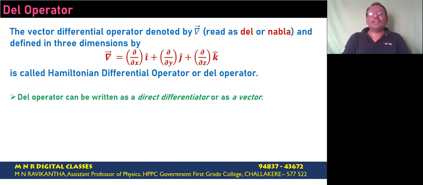The definition of the del operator is independent of the coordinate system. This is a very, very important point. We can define the del operator such that it is independent of the coordinate system in which we are using it. Further, this del operator can be used in two ways. Either it can be treated as a vector quantity or it can be treated directly as a differential operator.